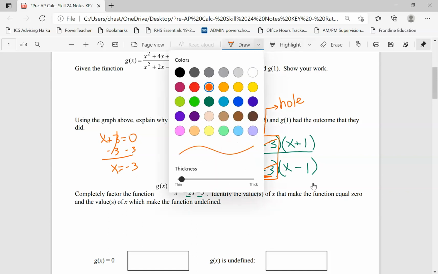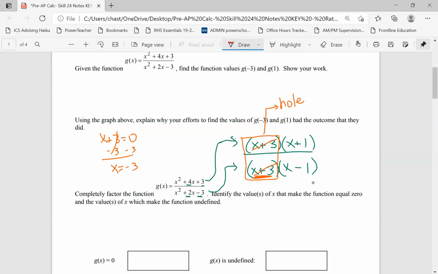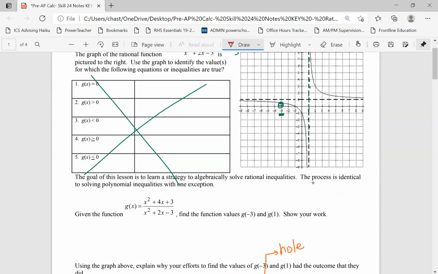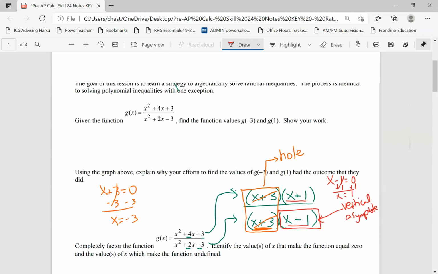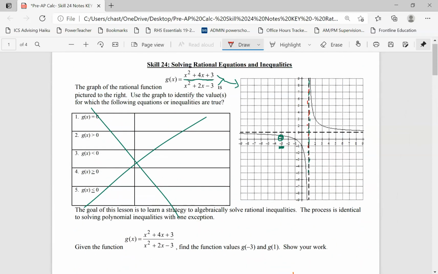Now, when I look at the other factors, I have x plus 1 on the top and x minus 1 on the bottom. Those don't cancel, so this remaining factor in the bottom gives us what's called a vertical asymptote. That's the line that was drawn here, and a graph cannot cross over a vertical asymptote. That happens when x minus 1 equals 0, so x equals 1. At x equals 1, we get a vertical asymptote. Looking at our graph, that's exactly what we see at x equals 1.